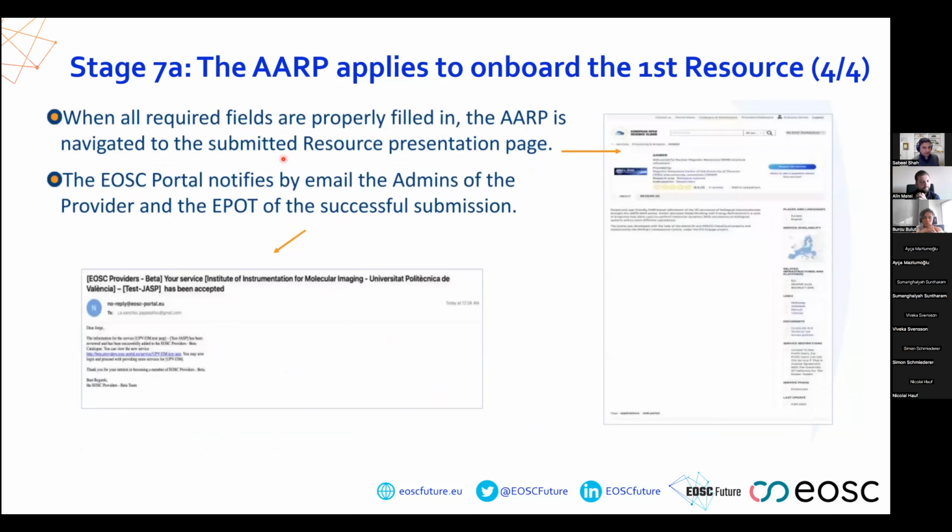When this application is sent to the portal, again the EOSC team checks this application, and if there are some mistakes, for example, some fields were wrongly filled or some data was missing, they can contact the provider. Otherwise, they approve this application. And once they approve this application of this service, then this service becomes visible in the marketplace of EOSC, as shown in this screenshot.